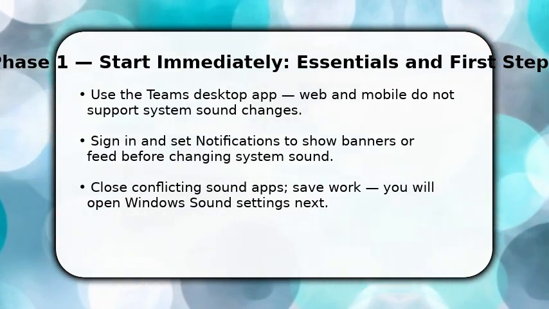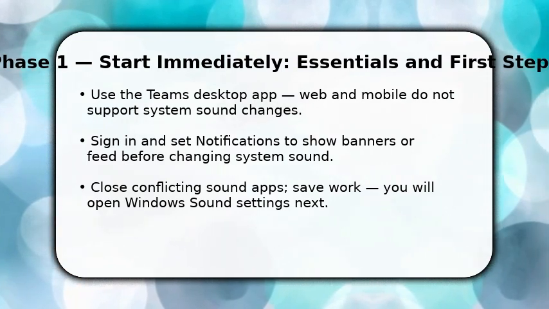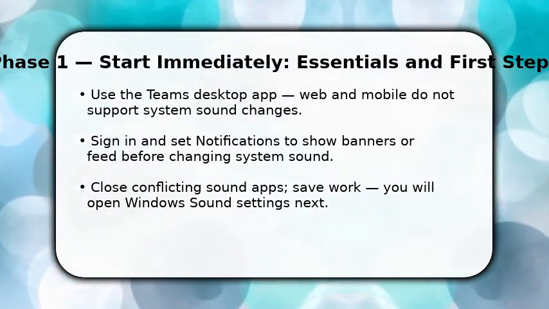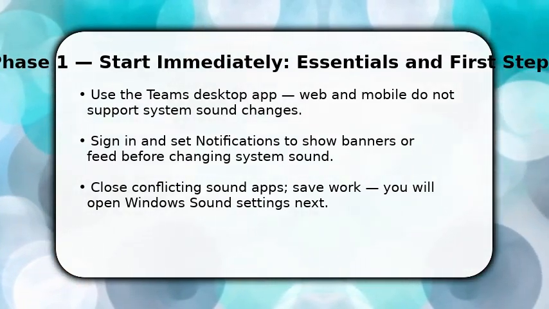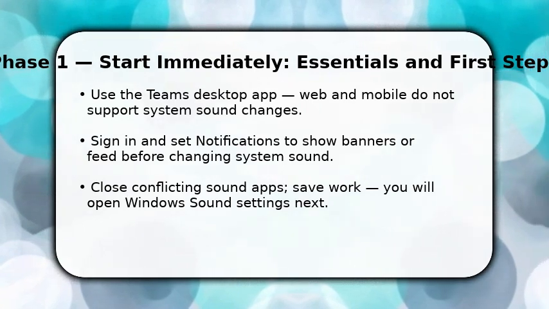Next, close music or VoIP apps that might grab audio. This prevents false testing results. Once done, you'll move to Windows Sound Controls to change the actual alert tone.